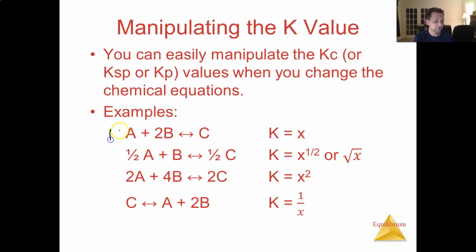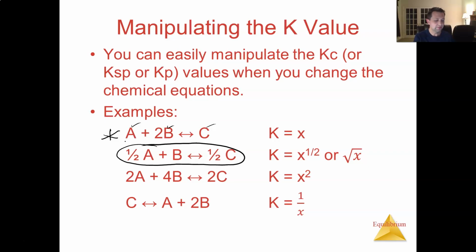Here's my initial equation right here. A plus 2B yields C. And let's say I have some values, like molarities for all of these things, and my K value, my Kc, Ksp, Keq, whatever, comes out to X. I can manipulate this equation, and then it's going to ask you, if I manipulate this equation by doing something to it, what does my equilibrium constant end up doing? So if I take all of it and multiply by a half, how does that change my K value?